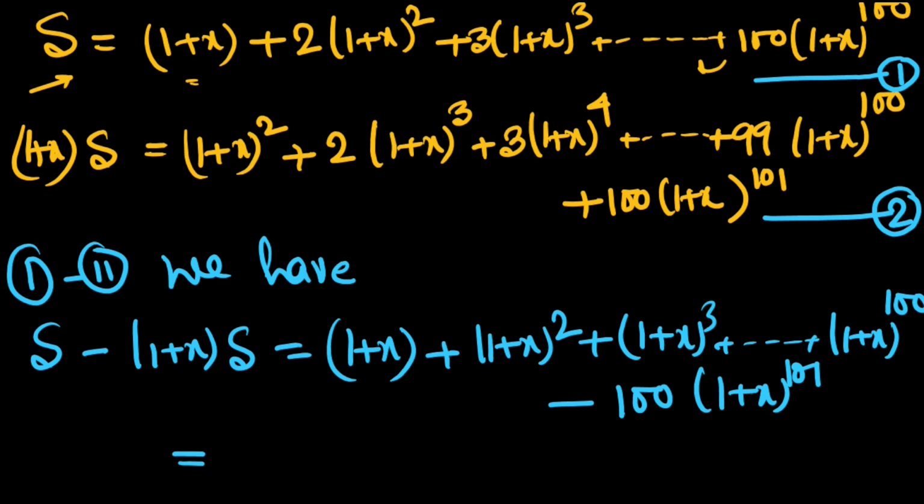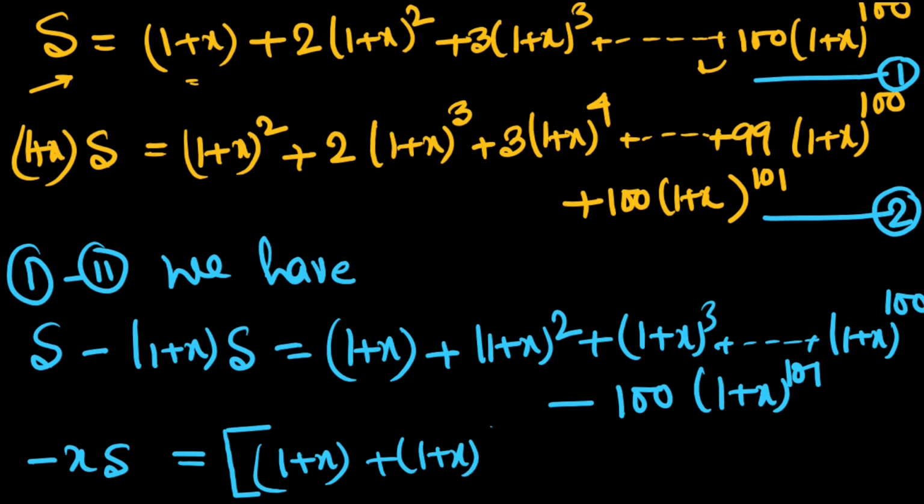So the left hand side is s minus (1 plus x) into s, so it is x into s, and on the right hand side we see 1 plus x plus (1 plus x) whole square up to (1 plus x) to the power 100. If we carefully see this expression, we get a GP series. The first term is 1 plus x, the second term is (1 plus x) square, so we multiply by 1 plus x. So the common ratio is 1 plus x, up to (1 plus x) power 100, and the last term is minus 100 (1 plus x) power 101.